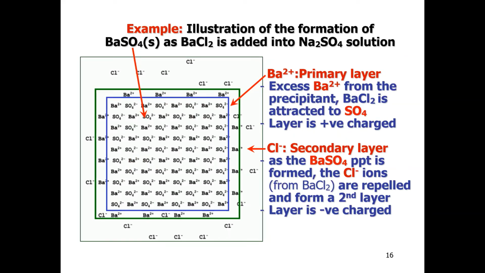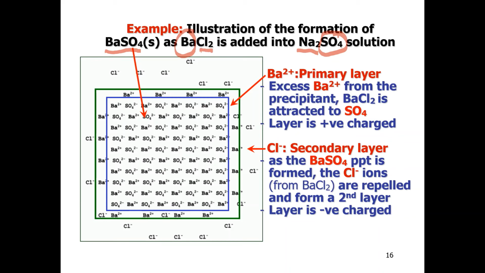This is another illustration, of the formation of barium sulfate as BaCl2 is added into sodium sulfate solution. Now, which is the analyte? You have a barium sulfate precipitate, right? It says that barium chloride is added into sodium sulfate, so we know that sulfate is the analyte and barium is the precipitant. What then is the excess or spectator ion? The spectator ions are sodium and chloride.